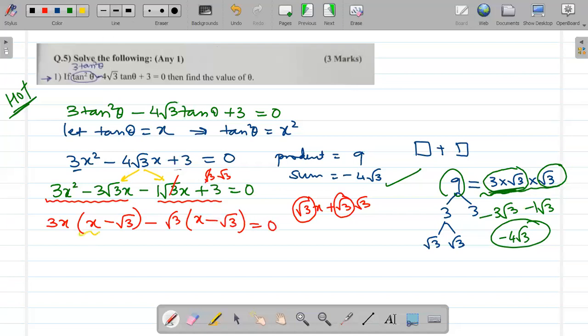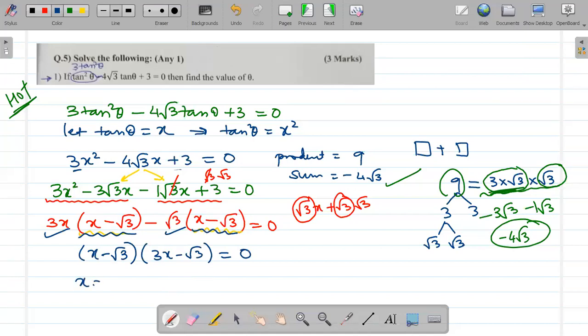And check, if both the parentheses, if both the brackets are exactly same, then we say that we are on the right track. So yes, these two brackets, they are same. We write it only once. So x minus root 3 only once. What remains goes in other bracket. So 3x minus root 3 goes in the other bracket. This is equal to 0.